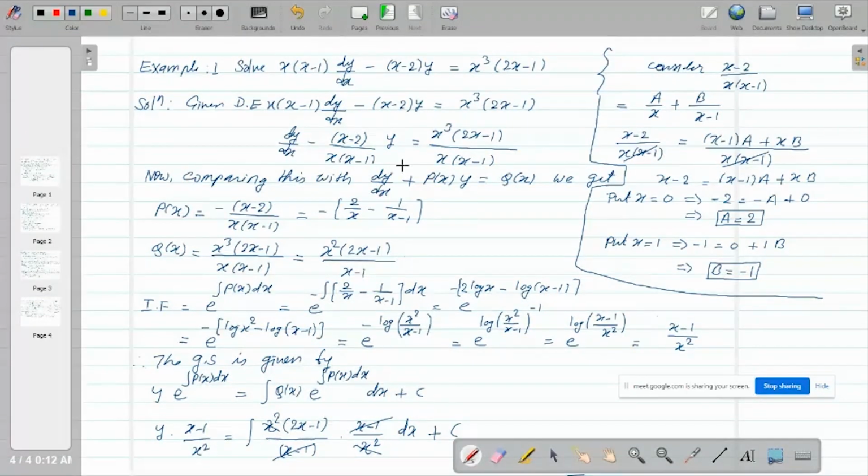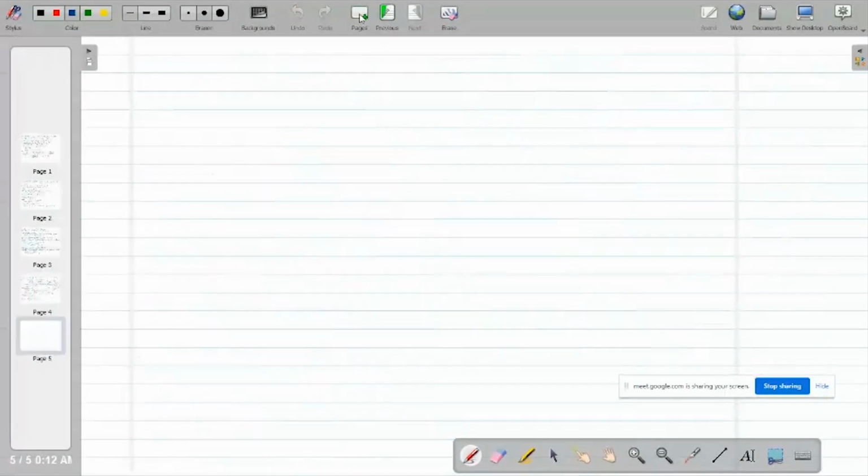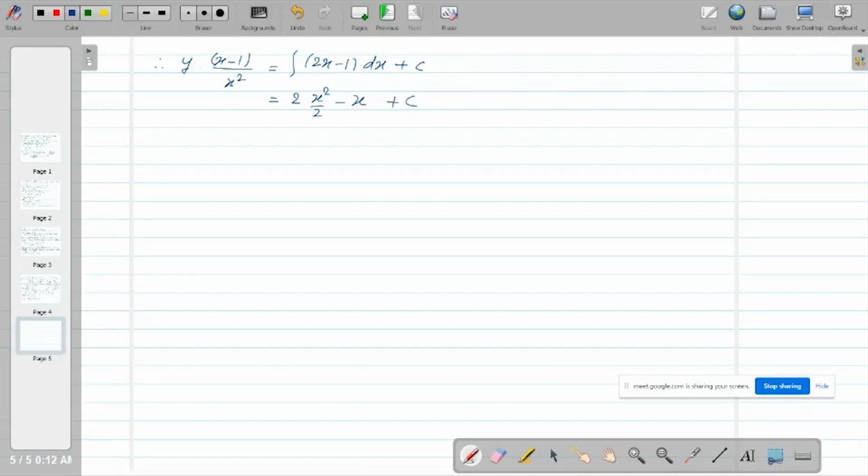Okay, let us move to the next page. So this becomes what? Therefore y into x minus 1 divided by x square, and this equals integration of 2x minus 1 dx plus c. Now just simplify this. So this is what? 2 integrating x, that is what? Integration of x is what? X square by 2, and minus integration of dx, that is x, and plus c.